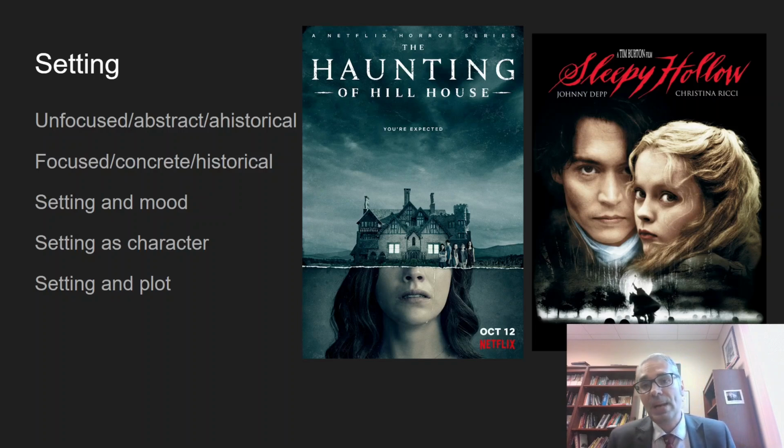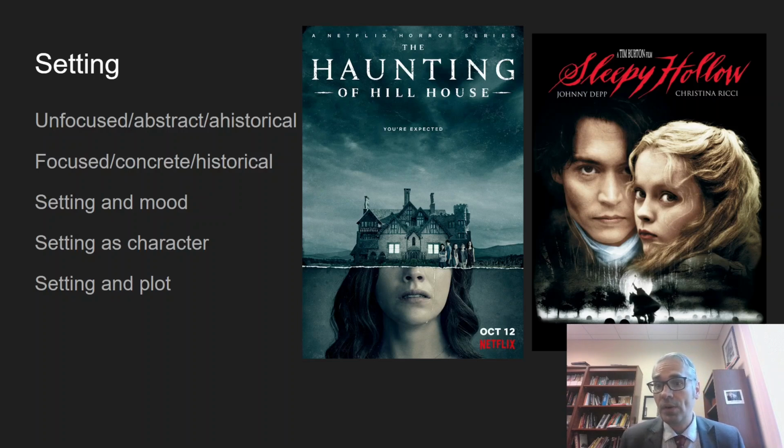But there are different types of setting. The first type I'd like to talk about is the unfocused setting, the abstract setting, or ahistorical. It's where the setting is not that important. It's not that detailed. It's not a particular place in time. The suburbs, right? It's just the general setting. If we're talking about the suburbs in the 1930s or the suburbs in the 1960s, it doesn't matter, right? The unfocused, abstract setting. It means that in this story setting is not as important.